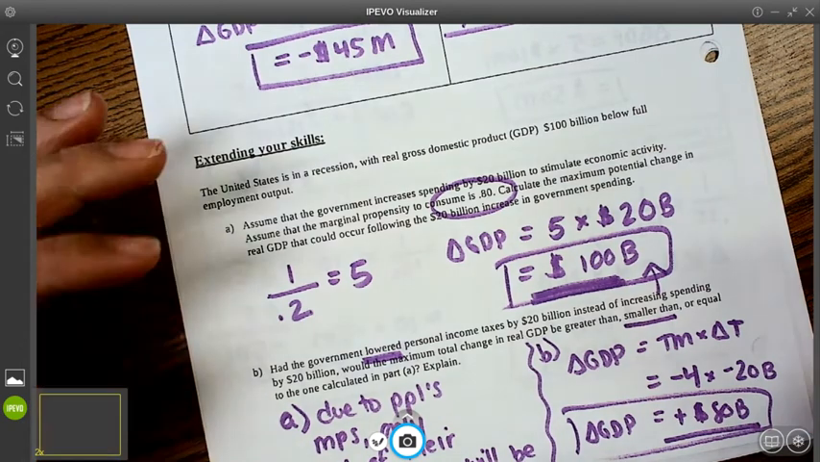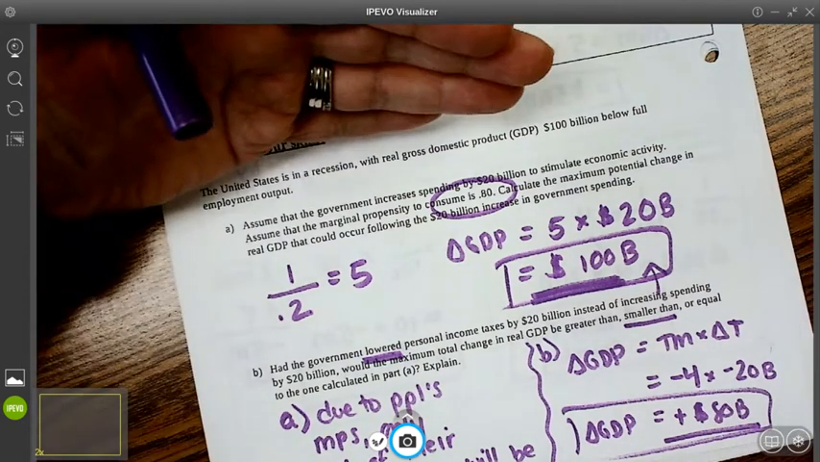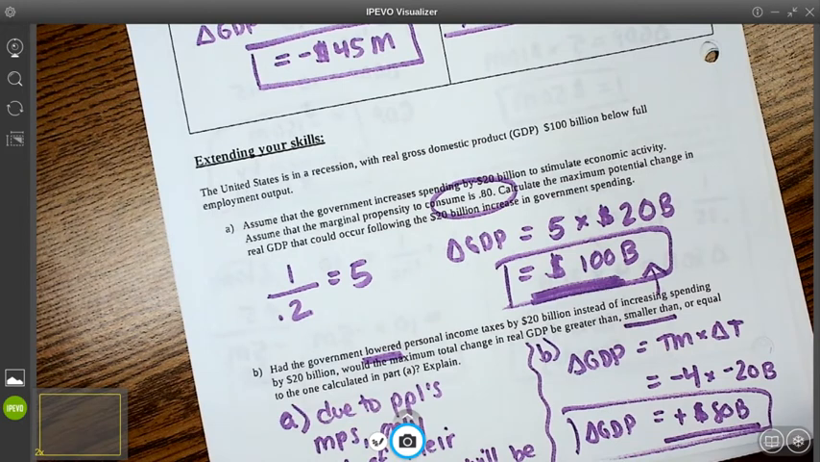In some questions we'll do in the future, we see government spending and tax cuts happening simultaneously. And that's sort of extending this a little further. But this is where we are right now.